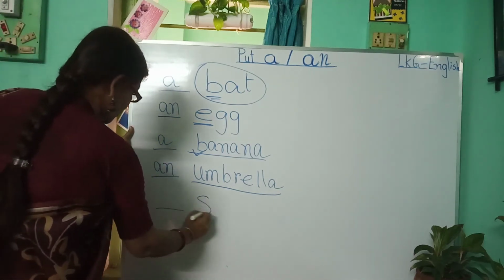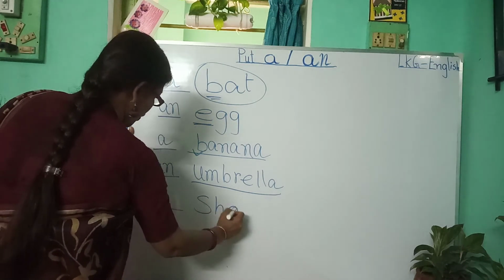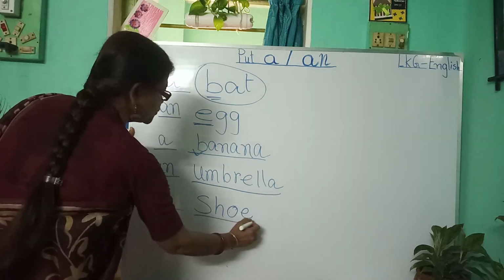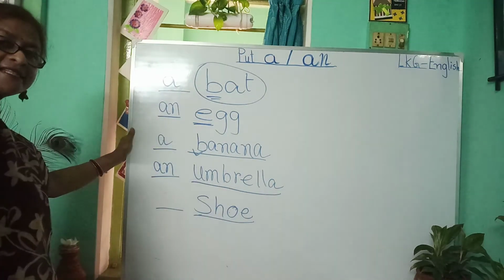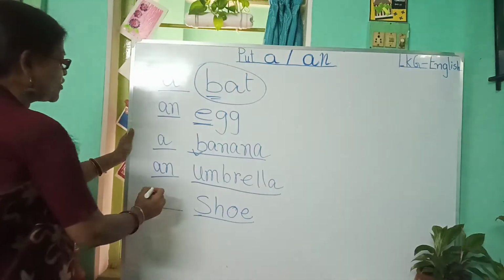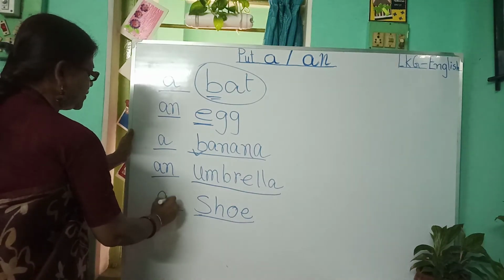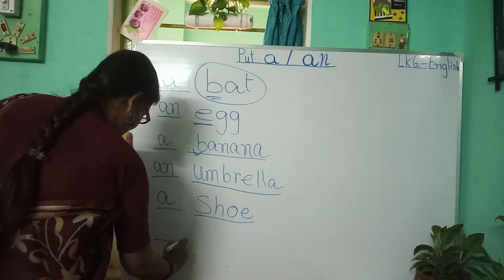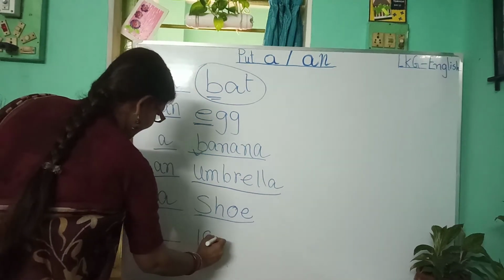Then shoe. S-H-O-E, shoe. The starting letter of shoe is S. Is S a vowel? No. S is a consonant. So I will put here a.